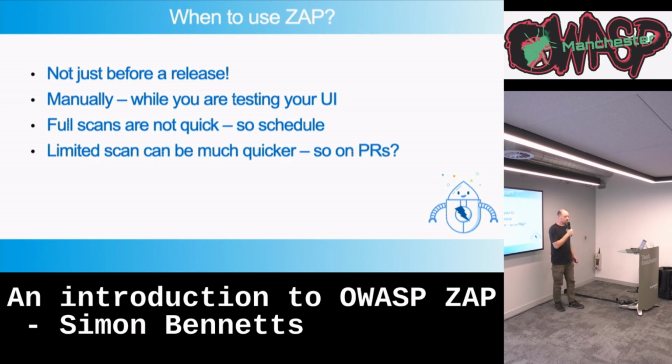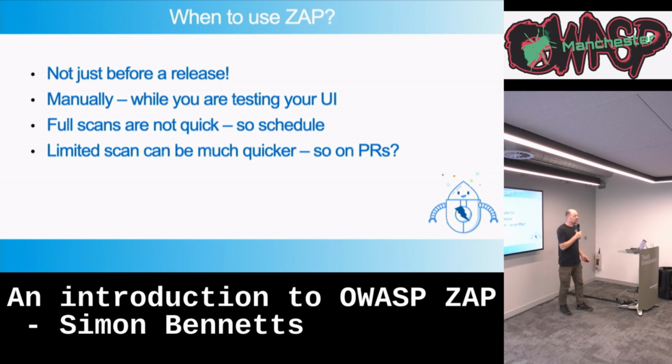You can do much more limited scans. So if you actually know that a PR has got 3 files changed, and those 3 files only impact 2 endpoints, if you can work that out, then just tell ZAP to scan those 2 endpoints. It'll do that very quickly.